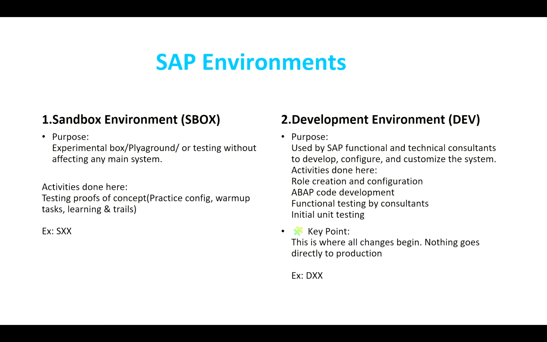This is where all the changes begin. Nothing goes directly to any other system. Whatever you want to develop, you have to do it only in the development system. You cannot deviate from this and create things directly in production. In some emergency cases we do that in production also, but that is not relevant right now. Whatever you want to develop, always do it in a development system. Keep that in mind; this is for freshers, who don't know anything, so make a note of it. Again, the system starts with D, and it can end with anything.